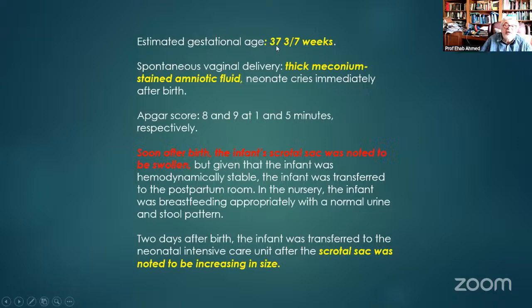The baby was born at 37 weeks and 3 days. There was thick meconium staining of the amniotic fluid. This is an important key point. Apgars were 8 and 9. Soon after birth, the infant's scrotal sac was noted to be swollen, immediately after birth. The timing is important, and it was both sides. The baby was hemodynamically stable, but everything looked not nice except for the bilateral scrotal swelling. And the size of the scrotal sac was increasing.